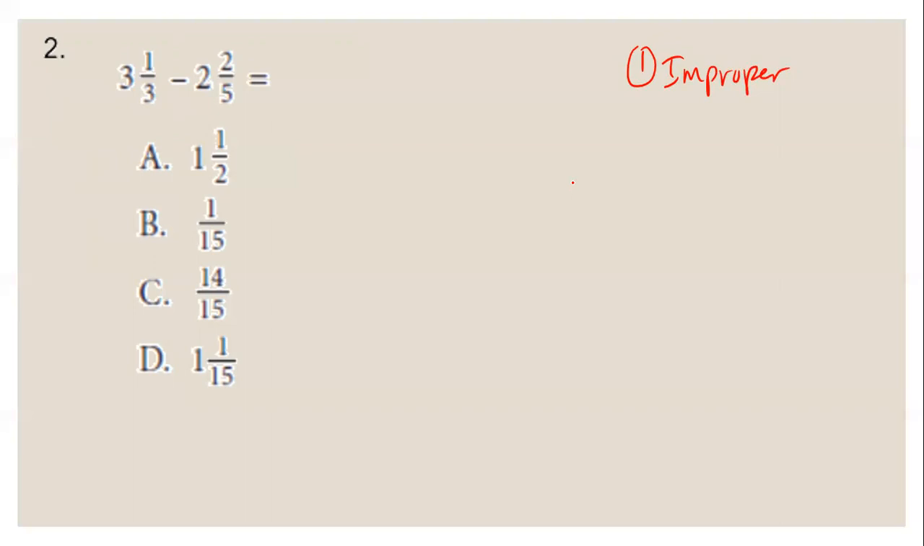Now, how I was taught to go from mixed to improper, it's called around the world. So your first trip around the world is to multiply. 3 times 3 is? 9. Your second trip is to add. What's 9 plus 1? 10. And then you come back home. So that makes it 10 over 3. Okay. Next, we're going to do it again. So around the world, 2 times 5 is? 10 plus 2 is? And then you come back home. So that makes it 12 over 5.